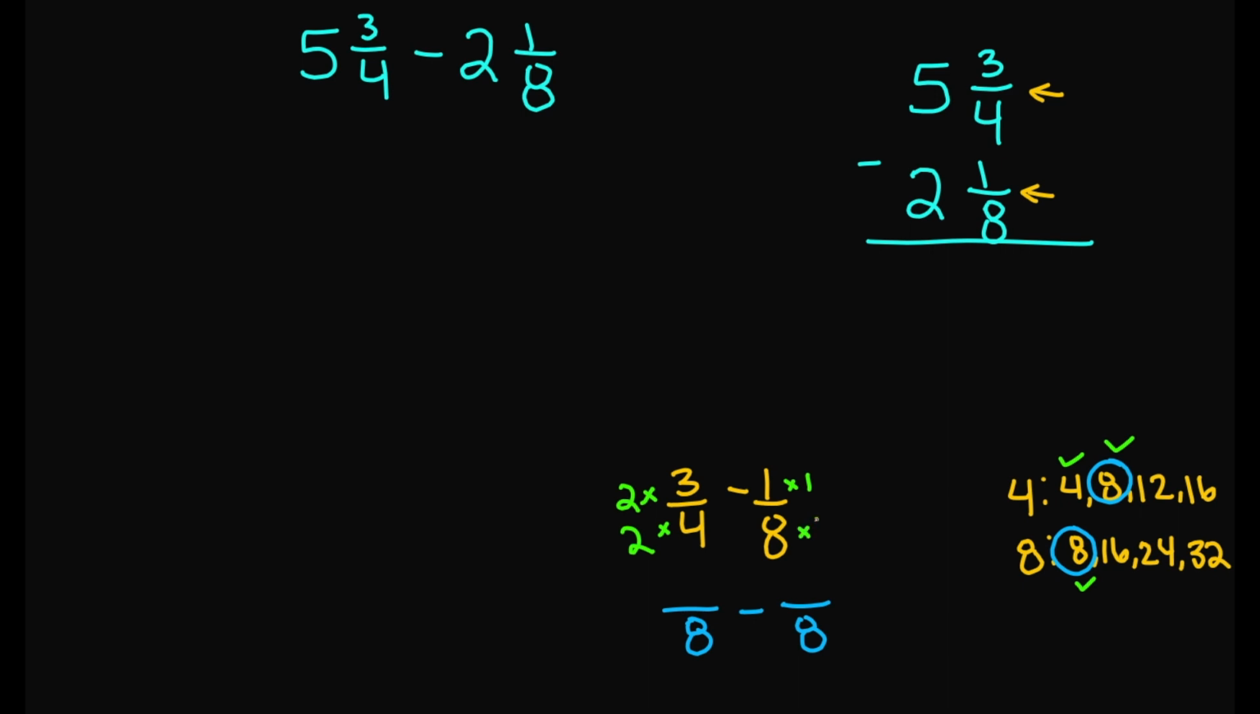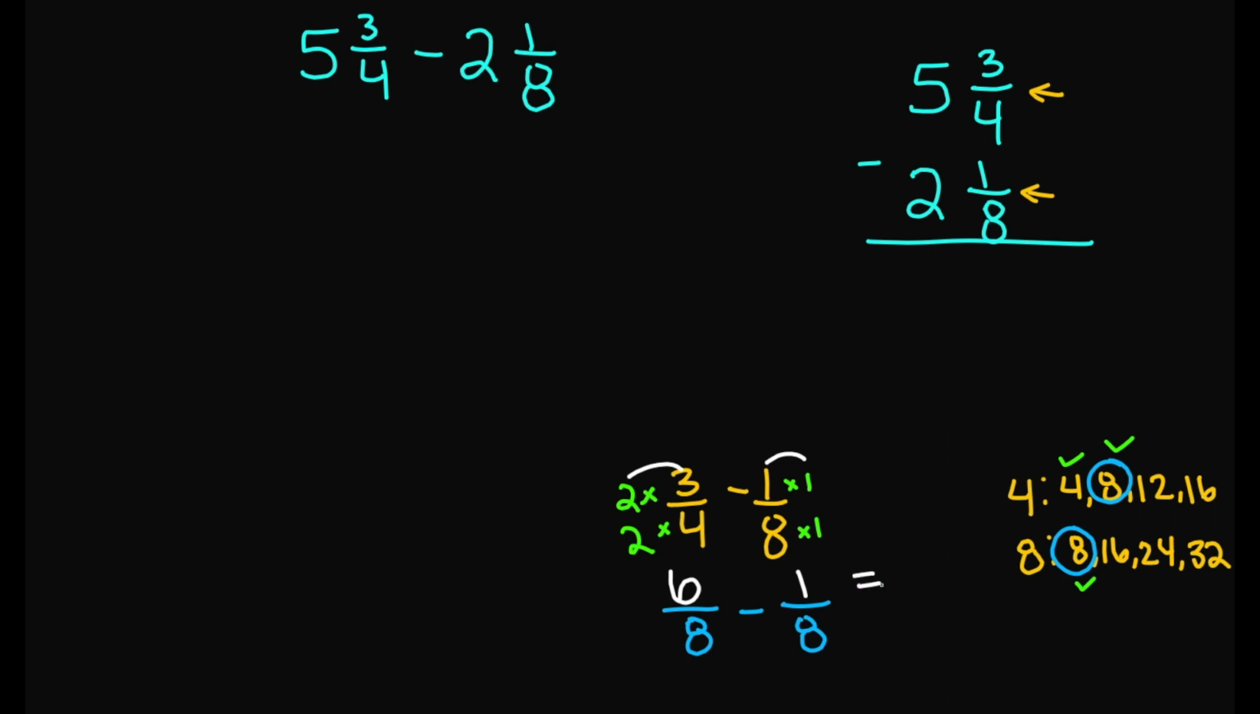Or just leave it alone because we already have 8 in my denominator. Now we're going to multiply. So 2 times 3, this is going to equal 6. 2 times 4, that's 8. 1 times 1, this is going to equal 1. And then 8 times 1, this is 8.